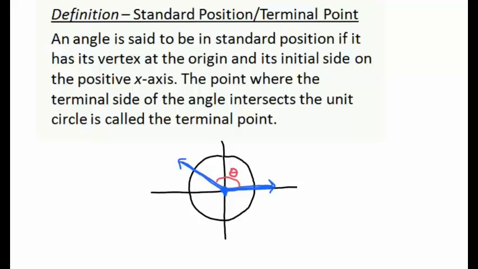Now, of interest to us are terminal points, and that's where the terminal side intersects with the unit circle. So here is our terminal side over here, and specifically we want to highlight that point where we intersect with the unit circle. So this red dot here is often called the terminal point.